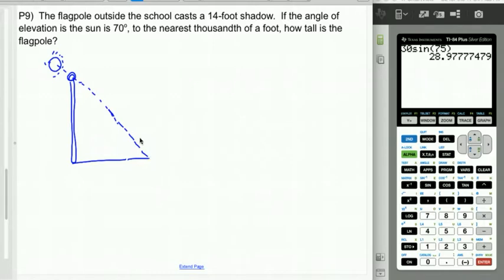So the angle of elevation of the sun, right? This is the shadow, and I know it's a 14-foot shadow. The question is, how tall is the flagpole? I'm going to call that F. So the angle of elevation of the sun is 70 degrees.